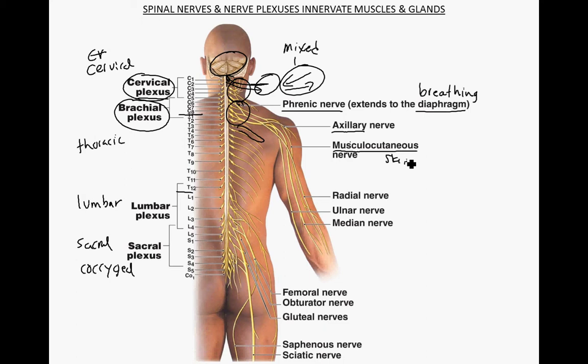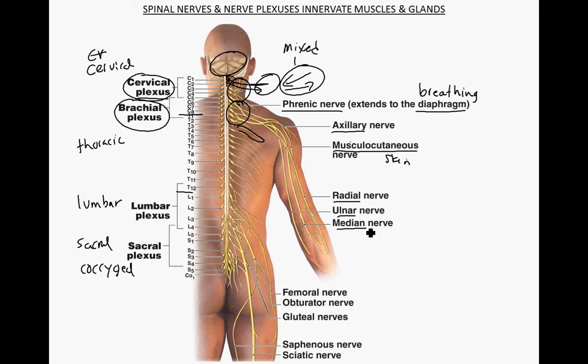And then you have the radial nerve, the ulnar nerve, and the median nerve. The radial and the ulnar nerve, of course, are referring to the radius and the ulna of the forearm, and then the median one is in the middle of those two. Okay, so these are some nerves that you should be able to identify on a diagram or on a model.